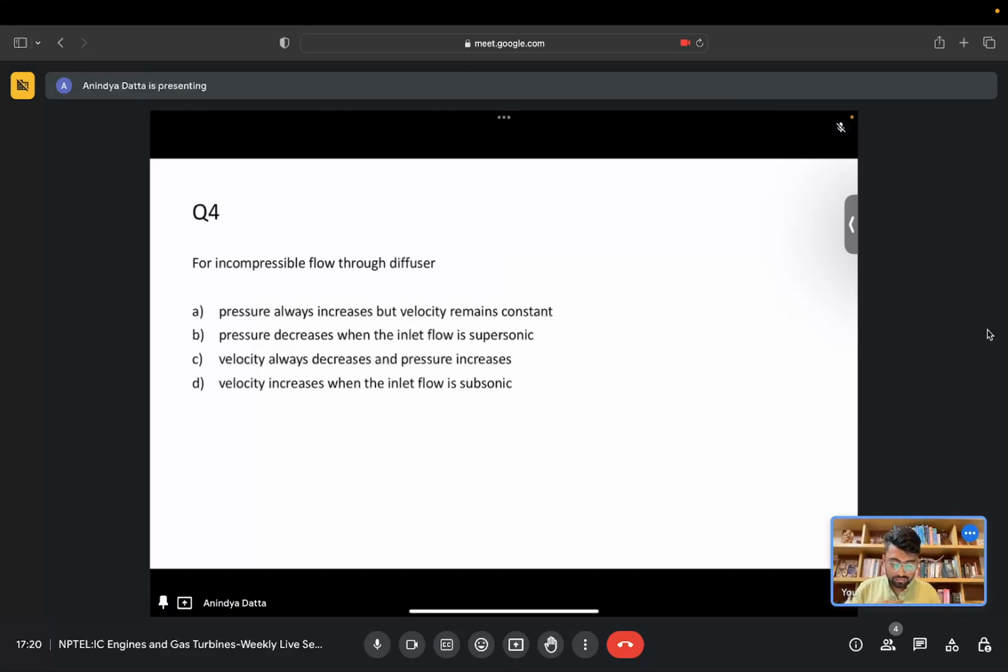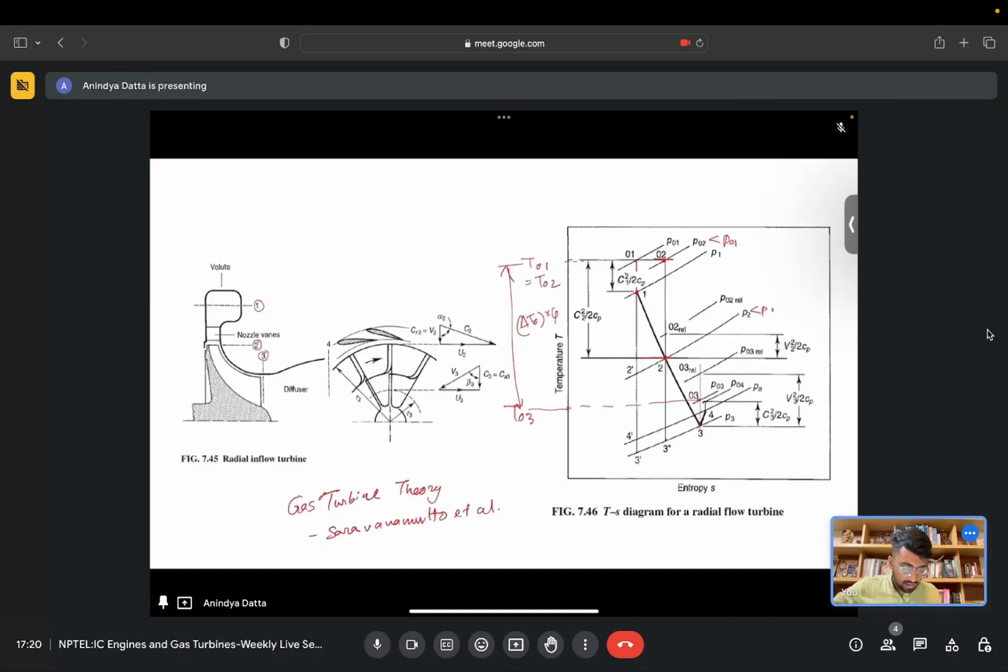So yeah, any questions? This is a very brief discussion; I had 3 questions and a small additional discussion on radial inflow turbines. You can refer to this book anytime for additional details, not only on this topic but all the other topics, because much of the lecture content has been covered from this book. Okay, so let's move on.